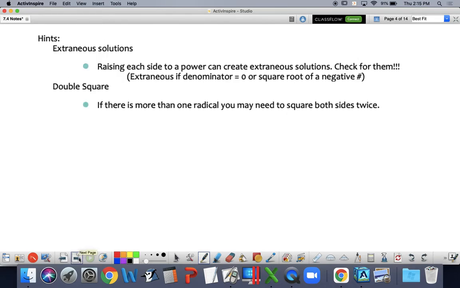As we go through this, we will see extraneous solutions, meaning we will get a solution that when we go back and check it, it doesn't work out. So we have to check every question. And if I forget to check one, please just call me out on it because I want to make sure we check every single question we do today. If there is more than one radical, we might need to square both sides. And we're going to see what that looks like.